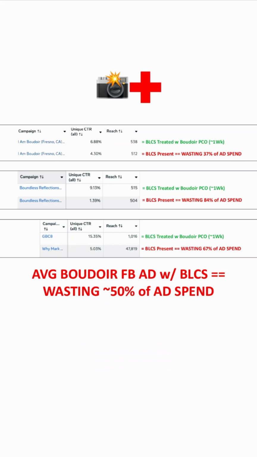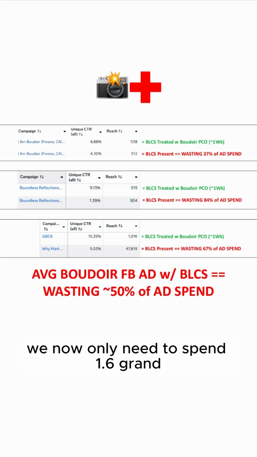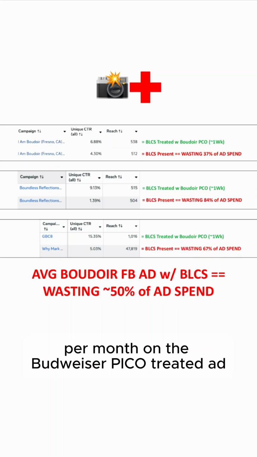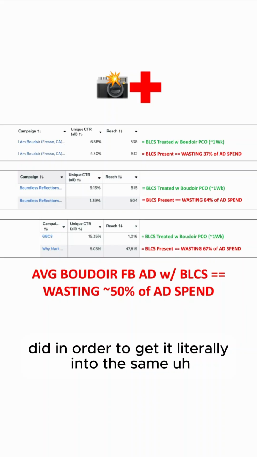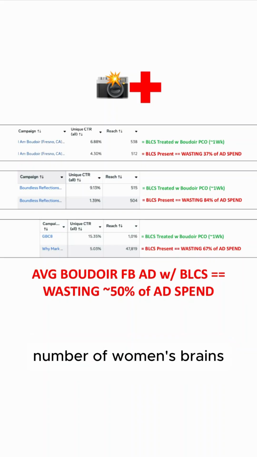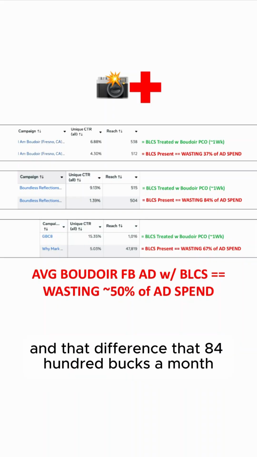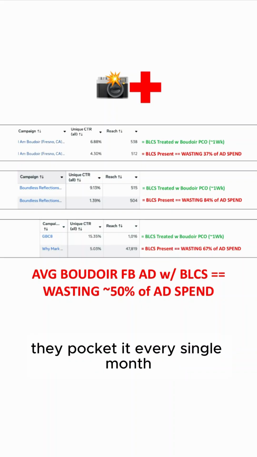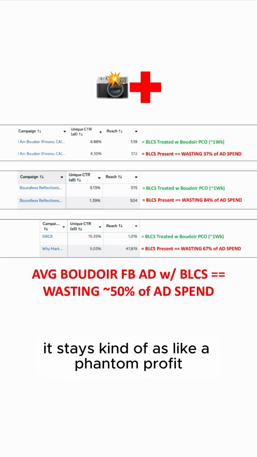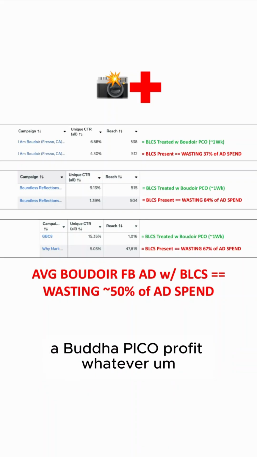As a result, if they were spending 10 grand a month on that original Boudoir Facebook ad, we now only need to spend 1.6 grand per month on the Boudoir Pico treated ad in order to get it literally into the same number of women's brains. And that difference, that $8,400 a month that they no longer have to spend, they pocket it every single month. They don't have to spend it. It stays kind of like a phantom profit, a Boudoir Pico profit, whatever.